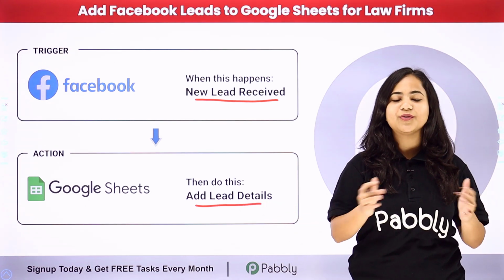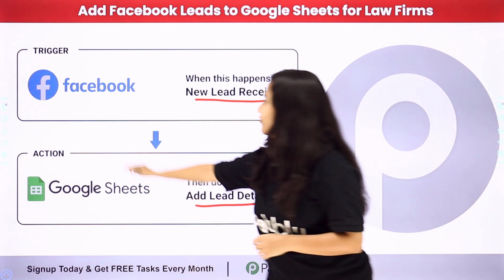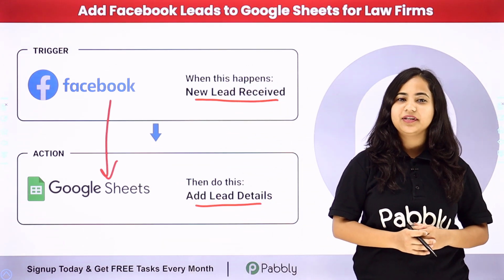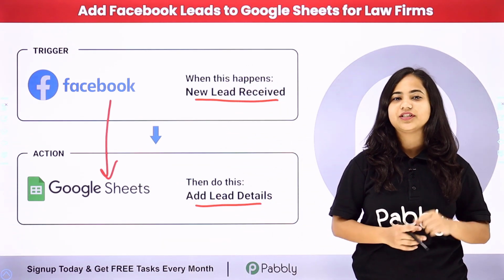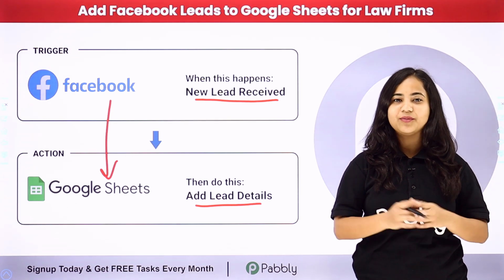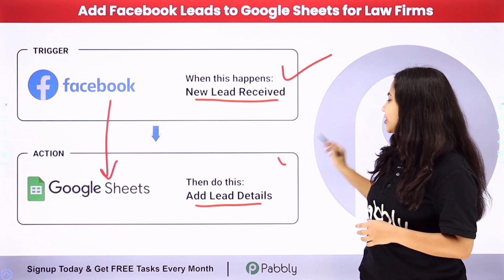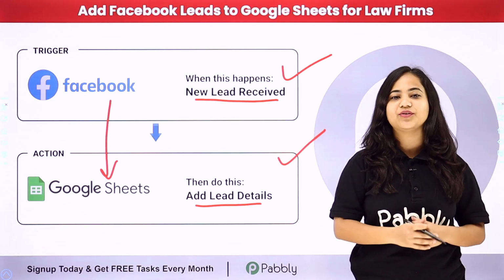And for that I'm simply going to create a connection between Facebook lead ads and Google Sheets with the help of Pabbly Connect. Pabbly Connect works on two principles. First is trigger and second is action. Here my trigger application is Facebook lead ads and my action application is Google Sheets. To learn how to do this, let me take you to my screen.